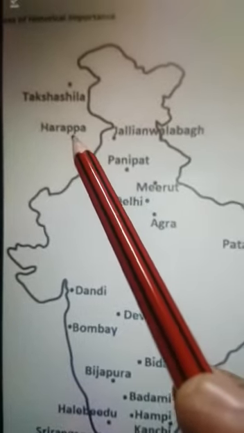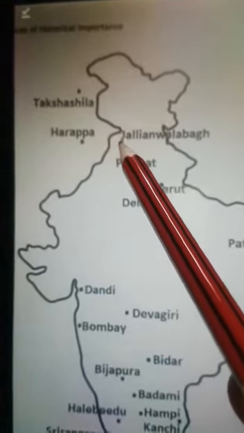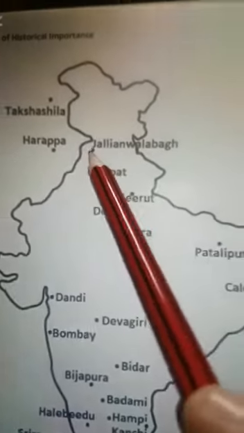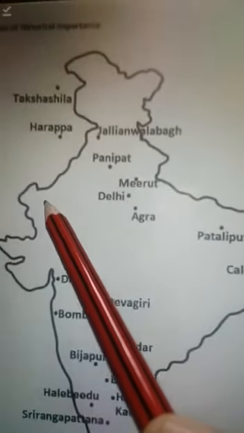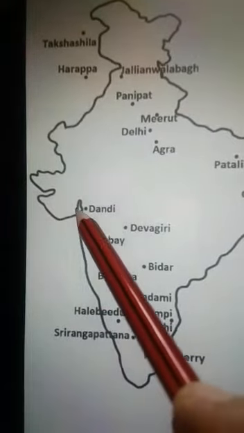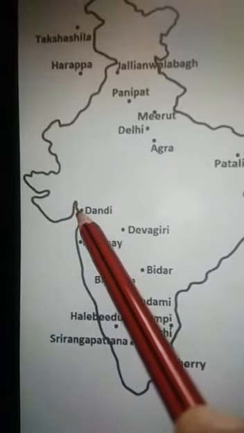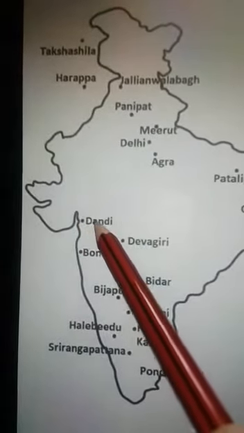one more point, that is Harappa. And coming to this point, slightly below that, you can mark one more point, Jallianwala Bagh. Similarly, along the line, if you come downward, now this we call the projected part. So from here, slightly downward, about half a centimeter, you can mark Dandi.